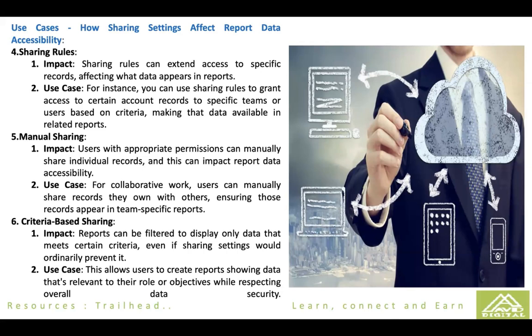So now, under report, what is going to be the impact of all those things? That is what we refer to as the effect on report data accessibility. When it has to do with sharing rules, what is the impact? The impact can extend access to specific records, affecting what data appears in reports. So the sharing rules will give you room to have access.